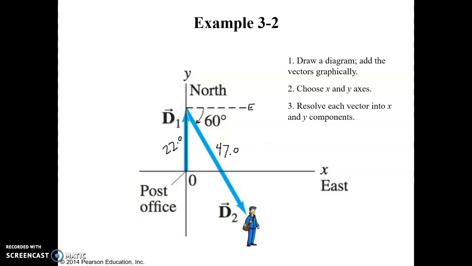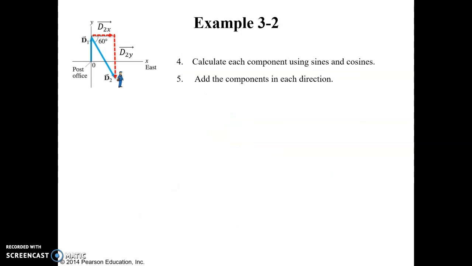Let's go ahead and advance the slide here. Yeah, I've got my x component there and the y component there. So I need to find out what those are. Once I do that, then I can add the components in each direction, and then once I've got that, I can find the magnitude and direction of the result.